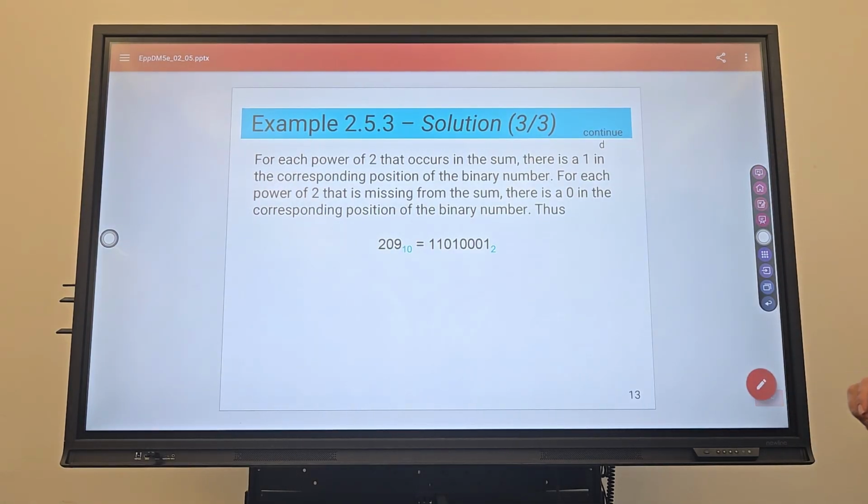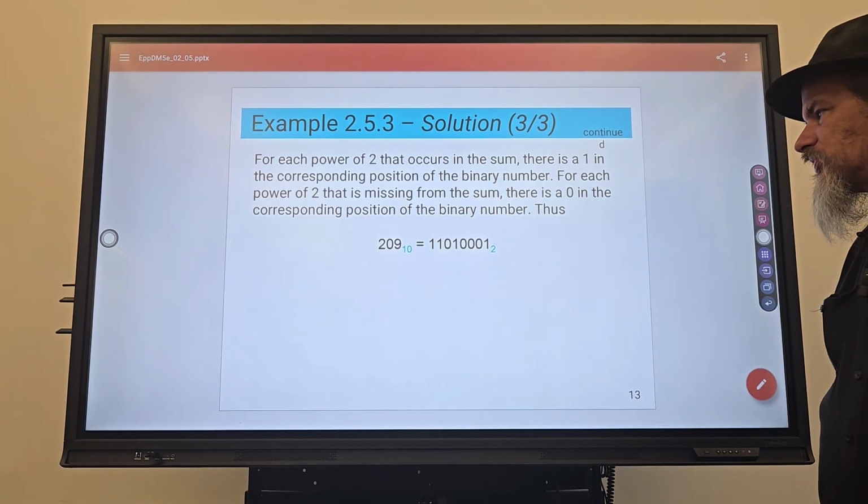For each power of 2 that occurs in the sum, there is a 1 in the corresponding position of the binary number. For each power of 2 that is missing from the sum, there is a 0 in the corresponding position of the binary number. Thus, 209 is 11010001.